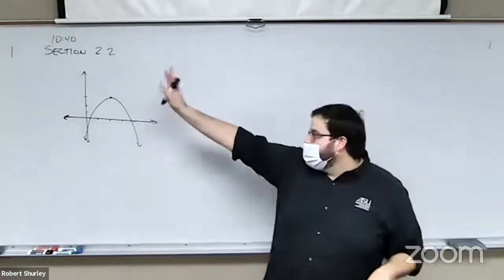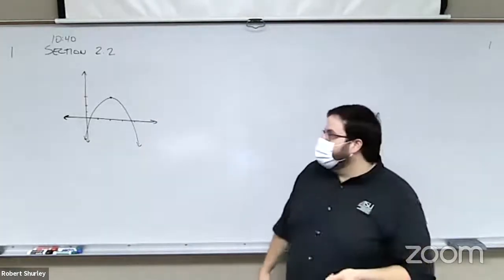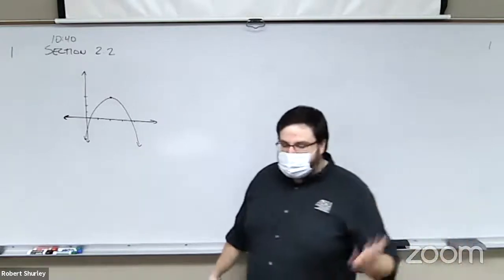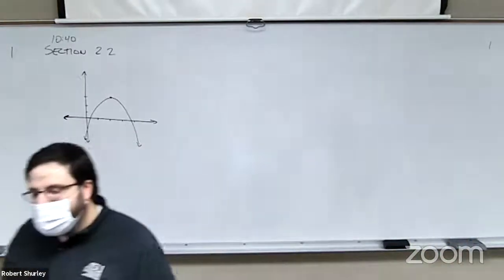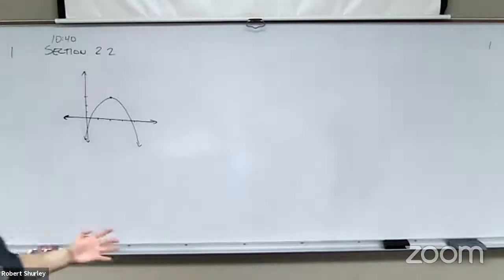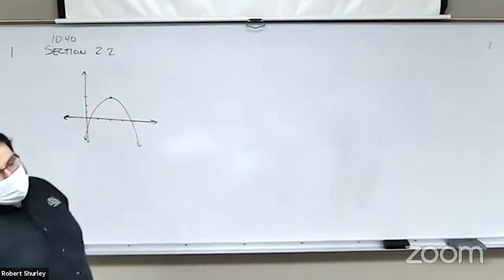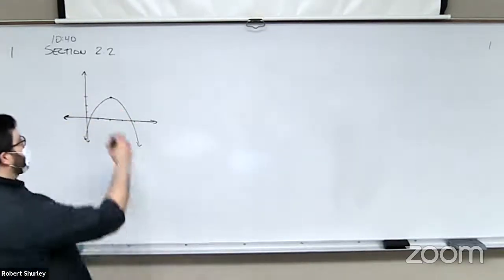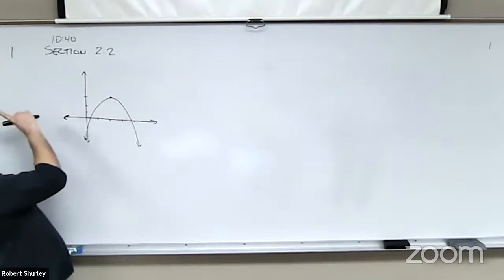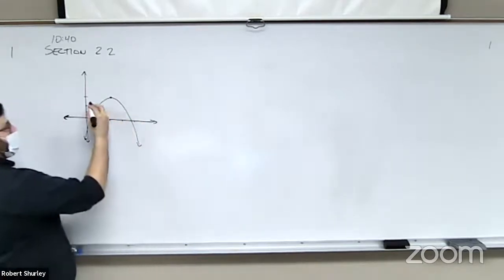So this is a function, right? It passes the vertical line test. But we've got to know where this thing is increasing and decreasing. And the visual way, I'm a visual learner, okay? So the visual way I do this is if you think of the graph as maybe like a roller coaster, and you've got someone on it. Now they've got to be going from left to right, okay?